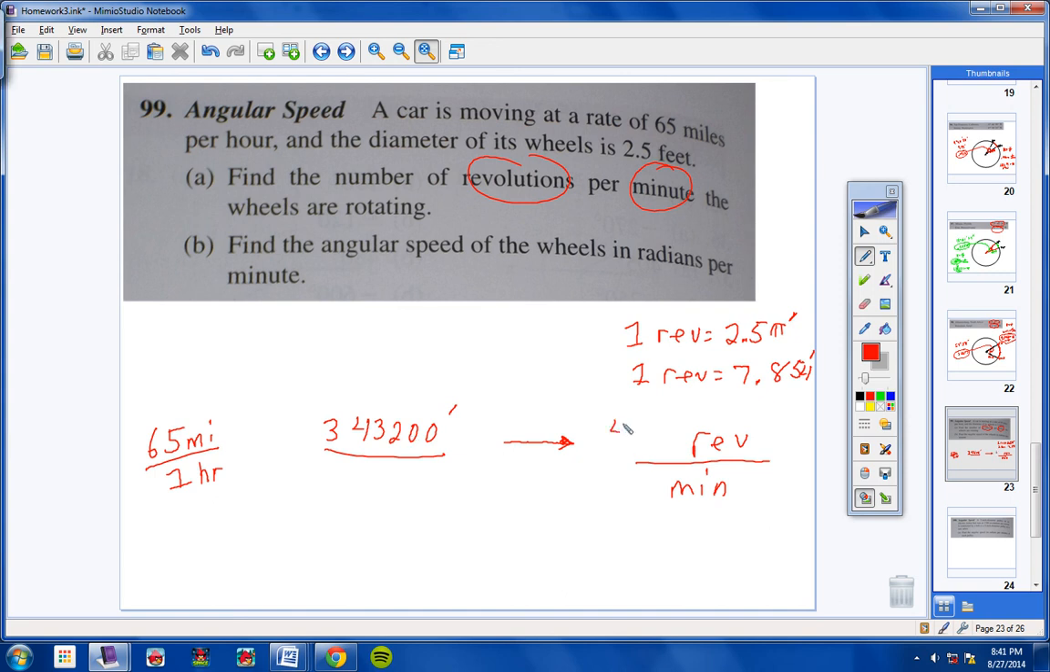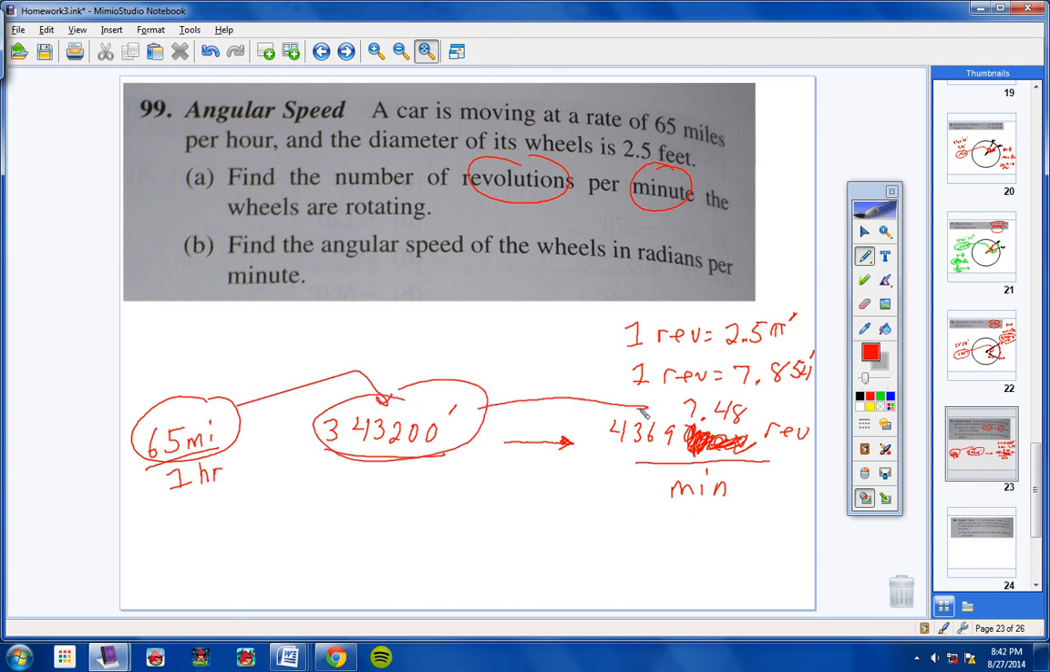I have 43,697, and I'm going to cross off this revolution. Sorry guys to be so sloppy. 43,697.48. We'll just round it there. So there, I did it. It's in revolutions. So I took my miles, I converted it to feet, I took my feet, and I converted it to revolutions. So I'm doing awesome, okay?